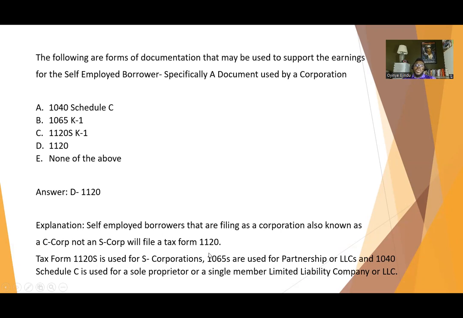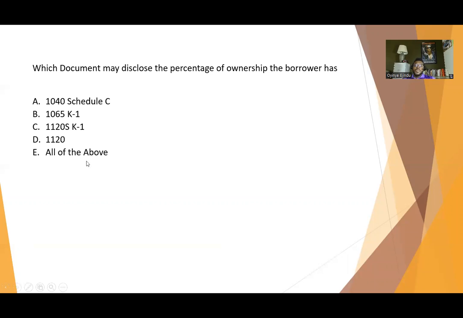So again, folks, when you do have your underwriting questions that you have to answer, this is going to be one of the questions that they usually ask: how to understand the self-employed borrower and what the difference is for each self-employed borrower. And it's your responsibility to know how to answer these questions. So this is very, very important to know. Again, the answer here is D, 1120, not 1120S, simply because we're filing a C corporation.